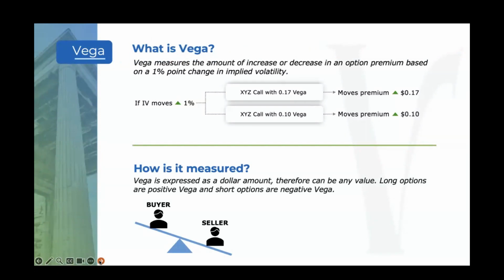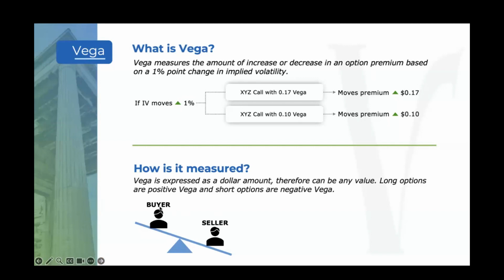Implied volatility is high around earnings. That's why I gave that example early on. So if implied volatility were to increase, options with a 0.17 Vega, that just means how the premium will move. So you notice how all of these Greeks show you how the premium is affected. If implied volatility goes up, that means the option is going to increase in value by this much: 0.17 Vega, 17 cents; 0.10 Vega, 10 cents. It's in a dollar amount, so just like theta, it can be any number.